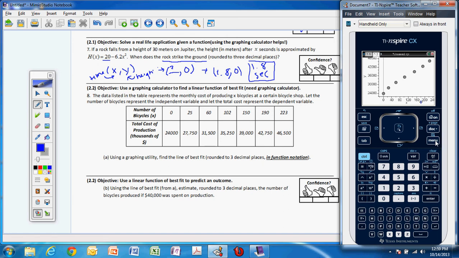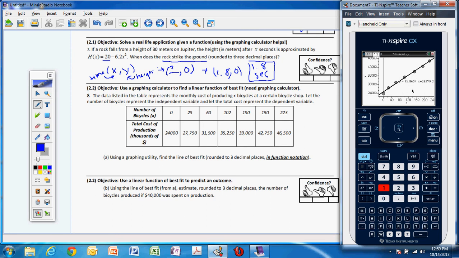To do that, all we do is we go to menu, and we go down to number 4, analyze. We go down to menu, analyze, and then go down to number 6, regression, and go to number 1, linear. So if you notice, then it pops up on our graph.